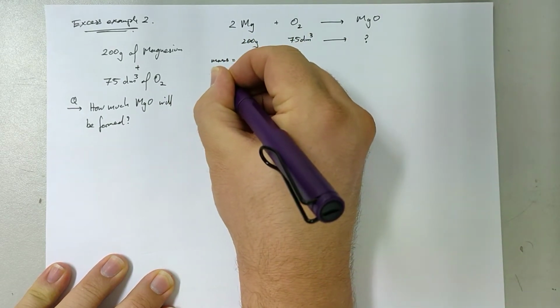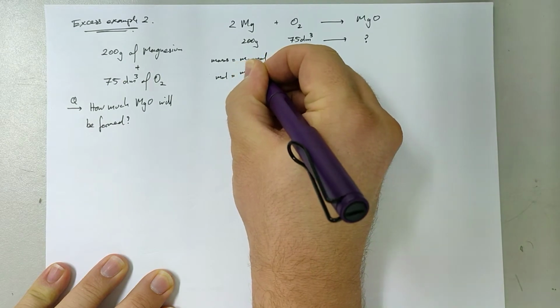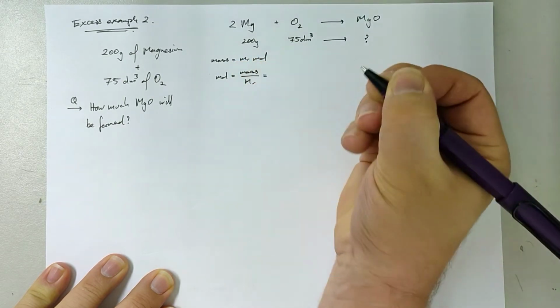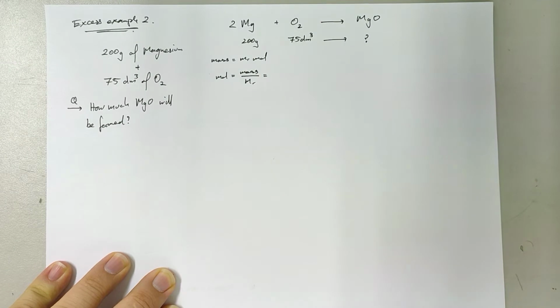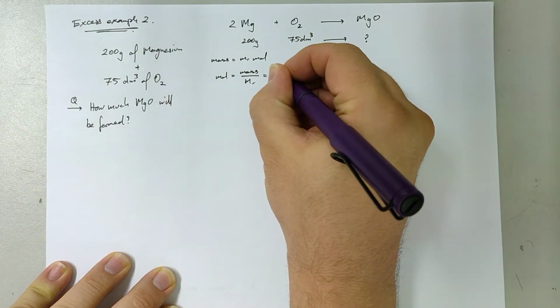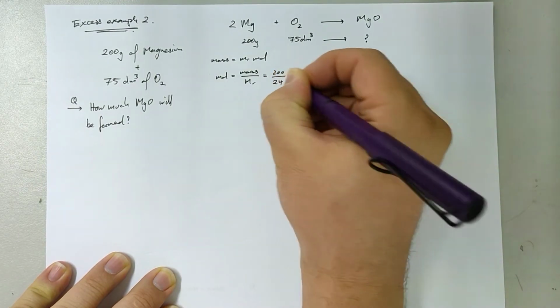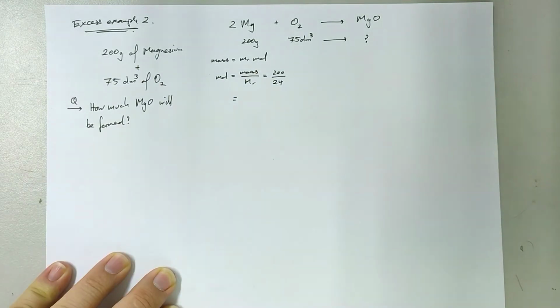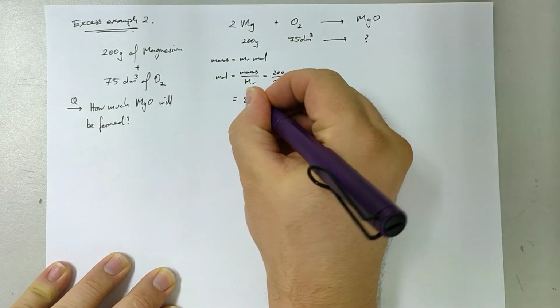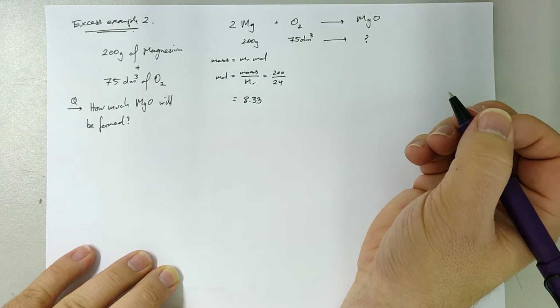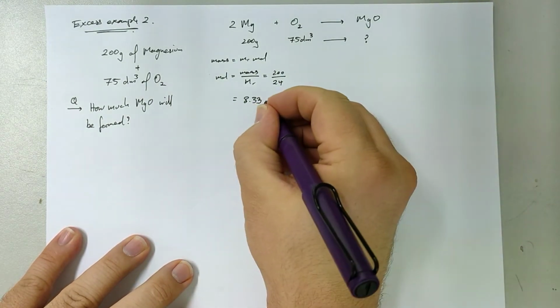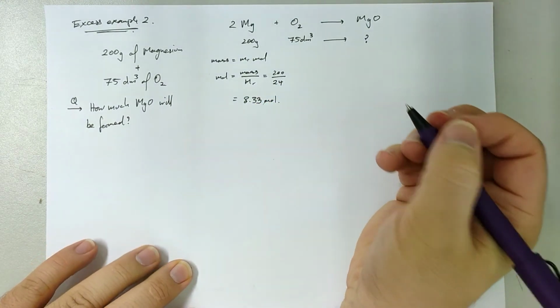Mole. So mole is equal to mass over the Mr. So that's going to be 200 divided by, what's the Mr of magnesium? 24. So 200 divided by 24 is going to be equal to 8.33 moles.